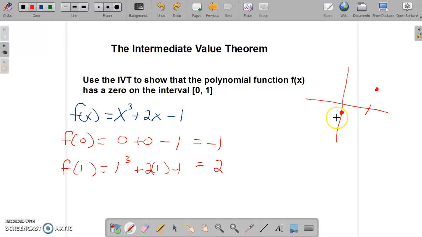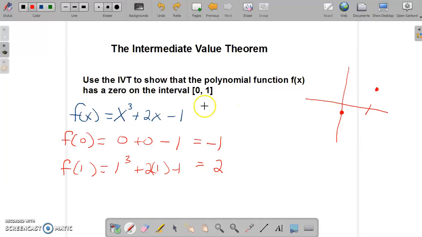Now this is what the intermediate value theorem says. If f is continuous on the closed interval AB, so if f is continuous on 0, 1, and k is any number in between f of a and f of b, which is basically this point and this point, there is at least one number c in AB such that f of c equals k.